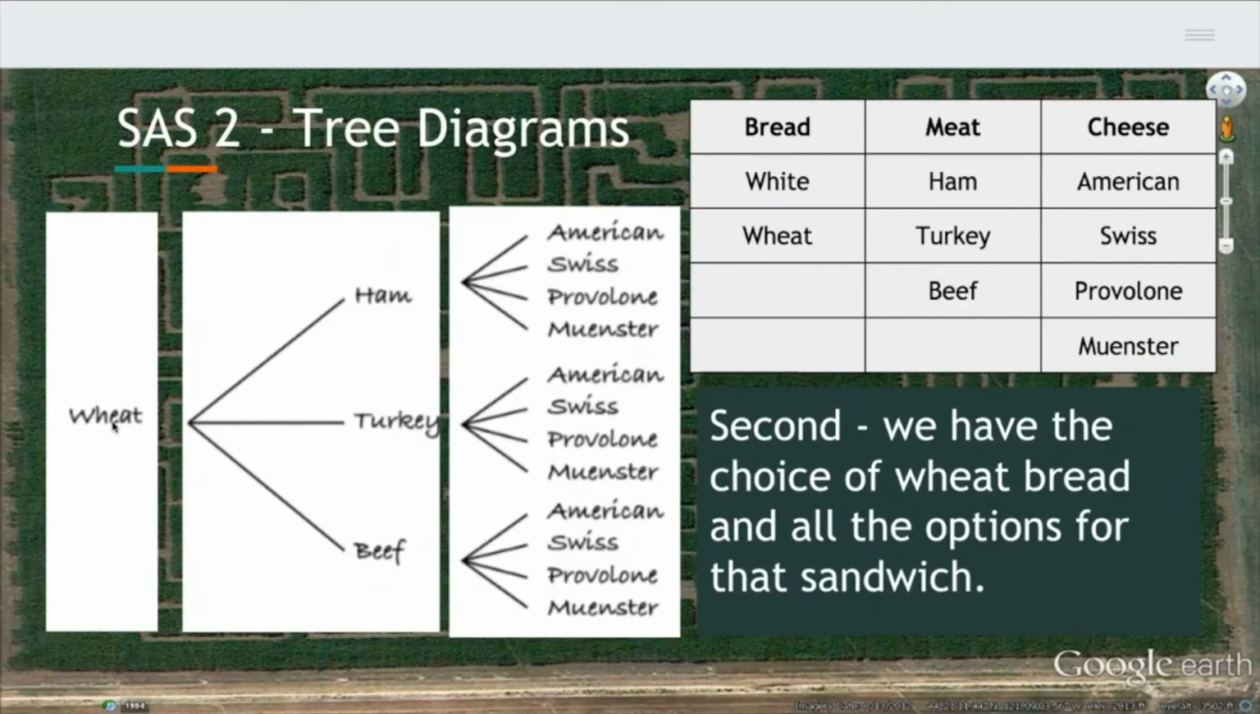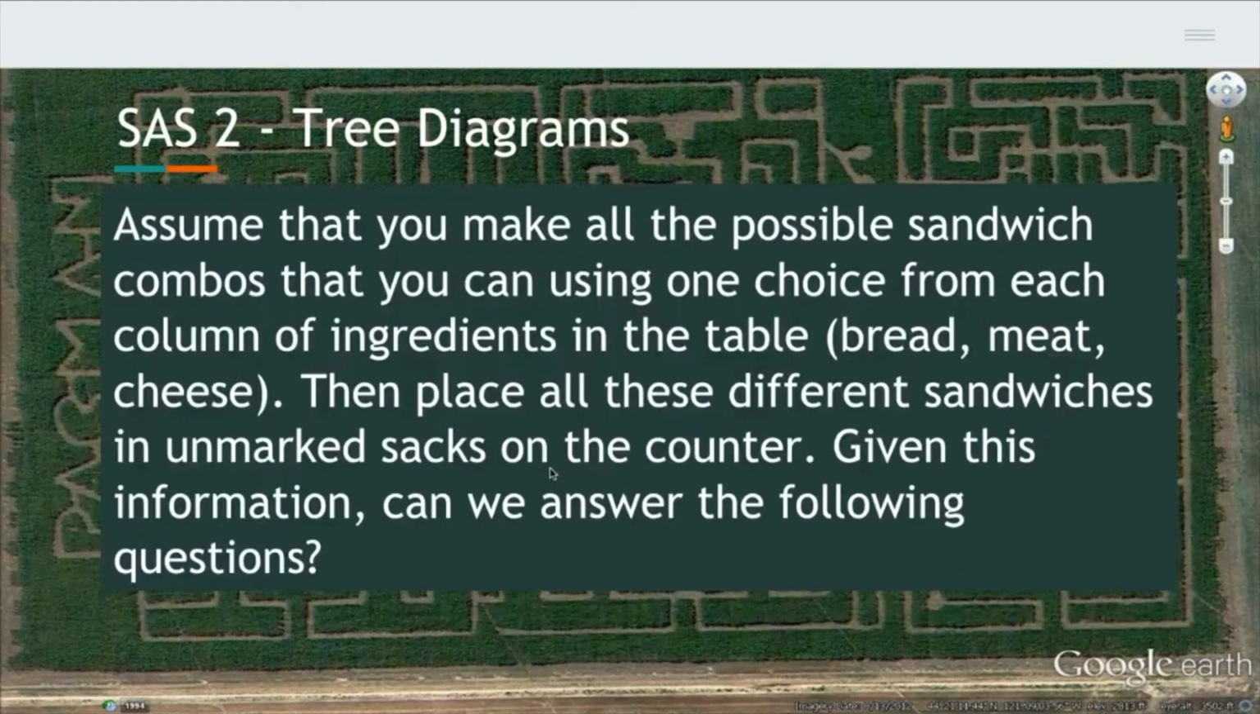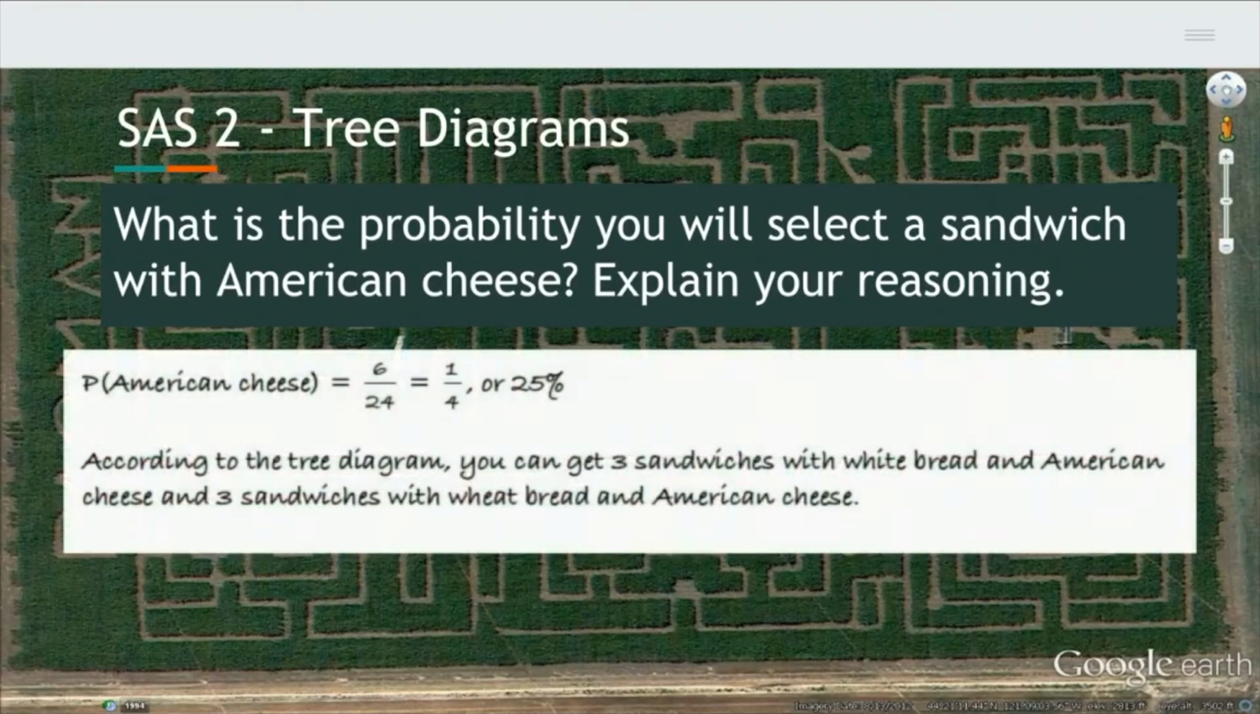American, right? 1/3, 1/3, 1/3, but we got the wheat side. How about the white side? 1/3, 1/3, 1/3. Is that right? No, it's 1/3 times 1/4, which is 1/12. So it's 1/12 times 6, times 3, which is 24, or times 4. So 12 over 24, 50% of them are going to have white bread. We already said that. American cheese, 6 of 24.